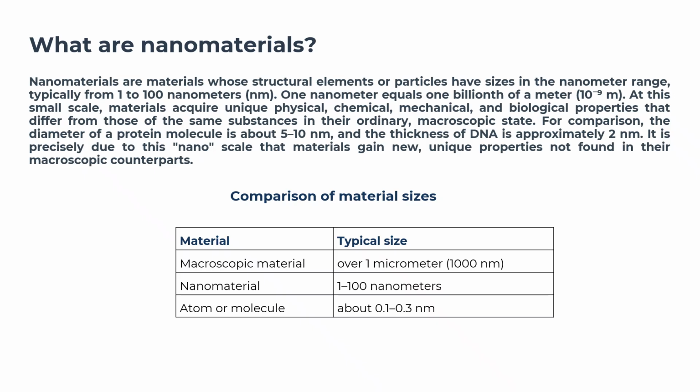For comparison, the diameter of a protein molecule is about 5–10 nanometers. The thickness of a DNA strand is approximately 2 nanometers. It's precisely this nanoscale that gives materials new, unique properties not found in their macroscopic counterparts. Comparison of material sizes you can see on the screen.